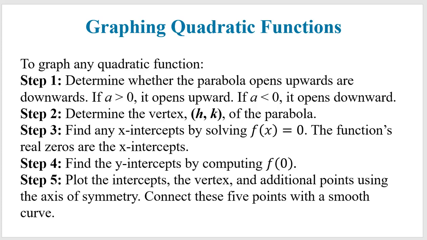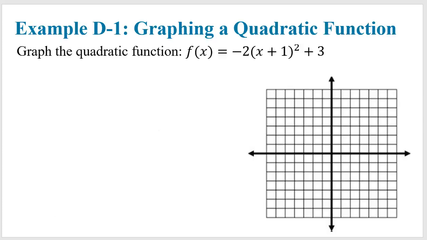Once you've done that, you will need to find x-intercepts, and you do that by solving f of x equals 0. And then step 4, we will find the y-intercepts by computing f of 0. So just plug in 0 for x and see what you get. And then once you've done that, you can plot the intercepts, you can plot the vertex, you can plot any additional points because you know all these parabolas have symmetry. And make sure that you have 5 points and you would connect them with a nice smooth curve. So let's walk through the whole process and see how you do.